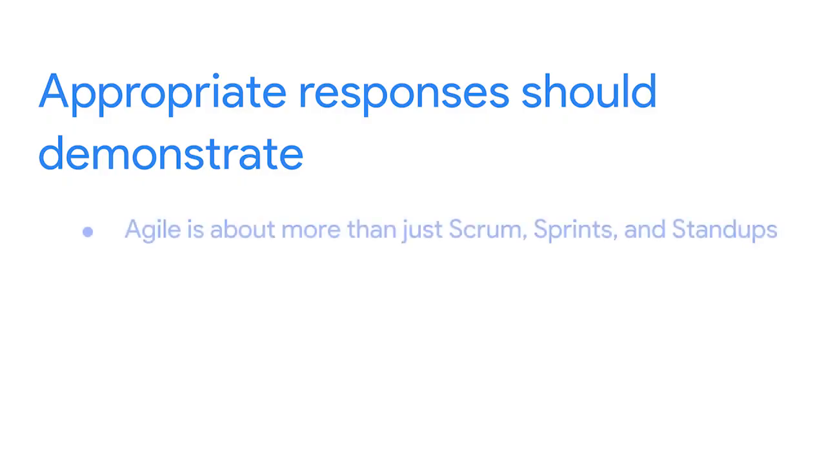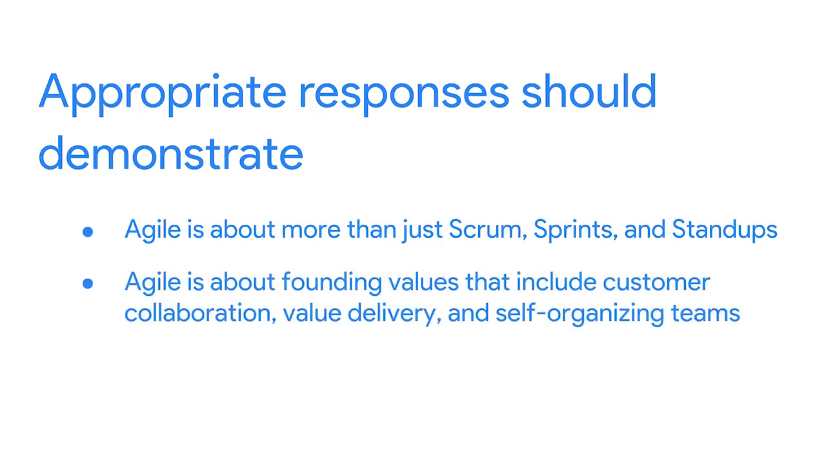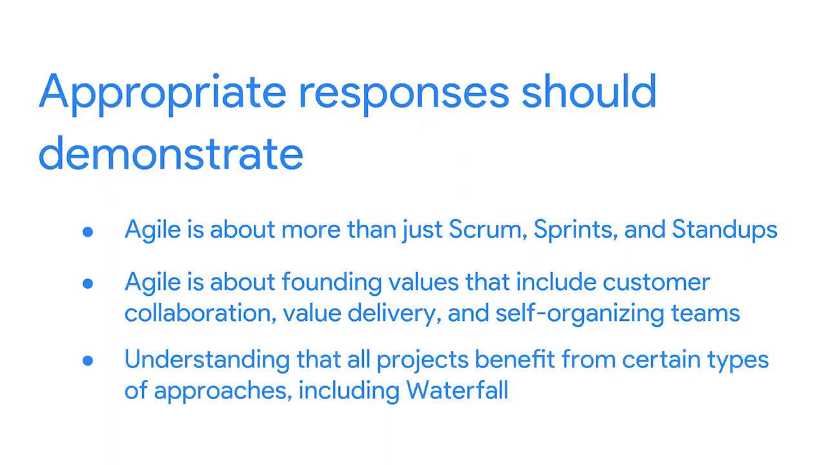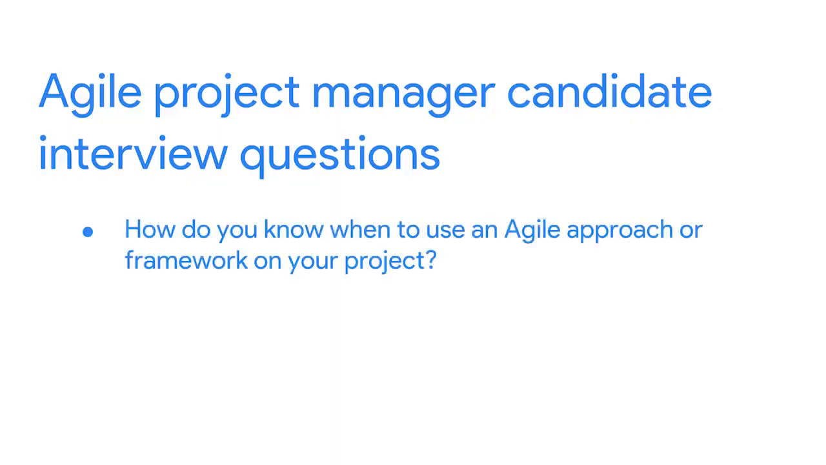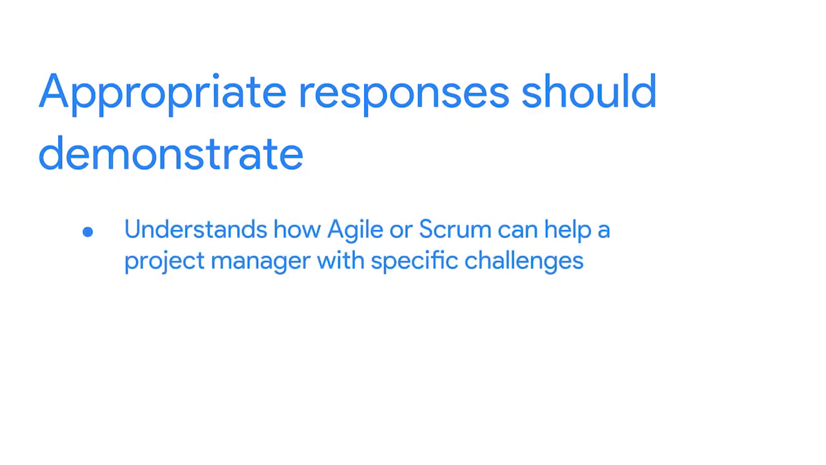I want to know whether the candidate knows that Agile is more than just Scrum, sprints, and stand-ups. Do they know it's also about founding values that include customer collaboration, value delivery, self-organizing teams? I'm also interested to know whether they make waterfall out to be the worst solution. Or do they know that all projects benefit from certain types of approaches, including waterfall, like clear requirements, risk management, stakeholder awareness, and more. I also ask, how do you know when to use an Agile approach or frameworks on your project? Their answer helps me know if they understand how Agile or Scrum can help a project manager with specific challenges and what those challenges are.